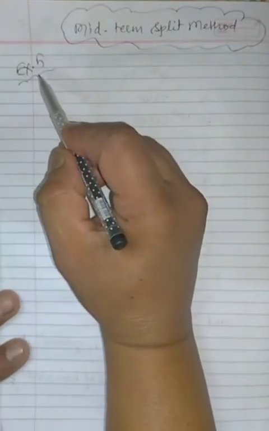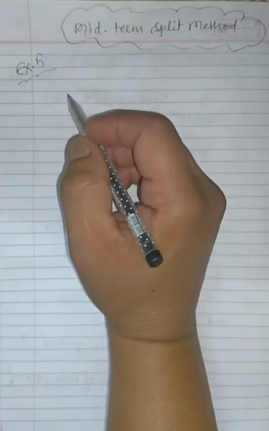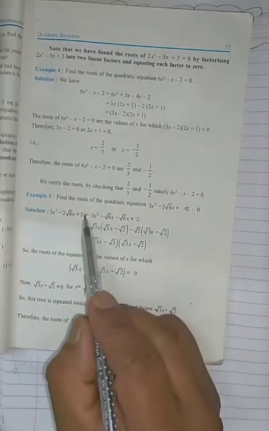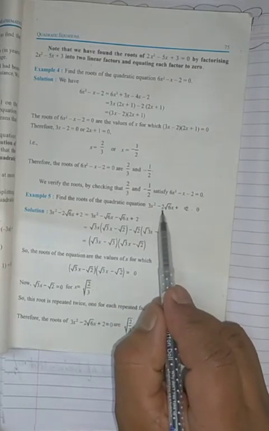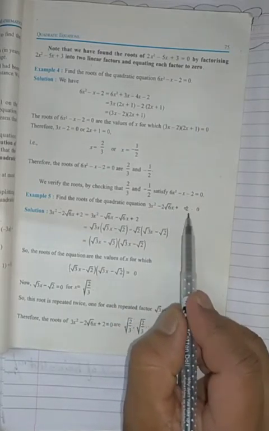Example number 5 of exercise 4.2. Find the roots of the quadratic equation 3x² − 2√6x + 2 = 0.